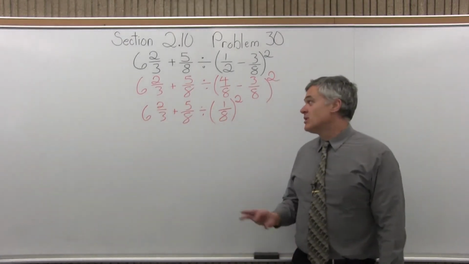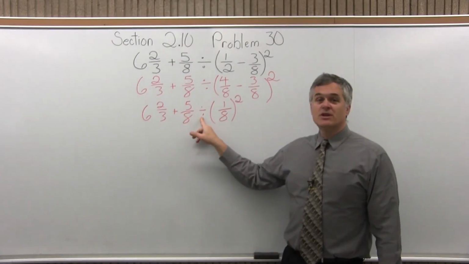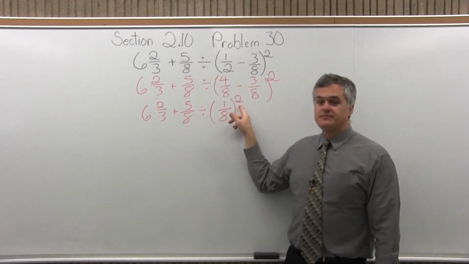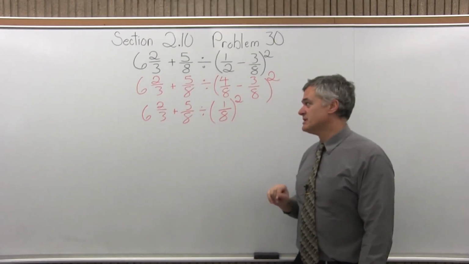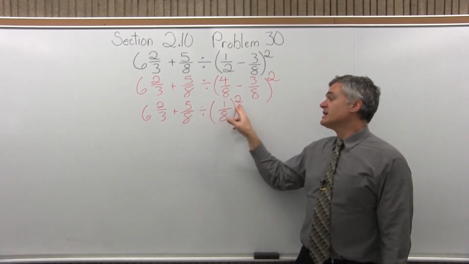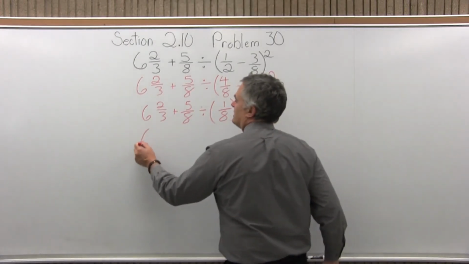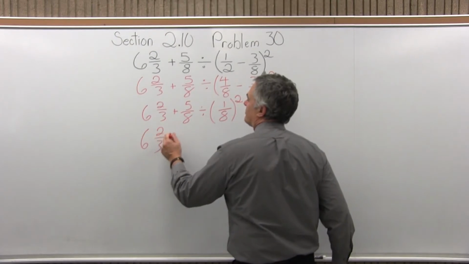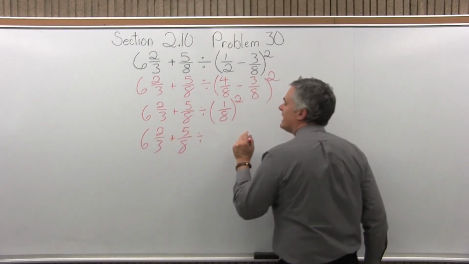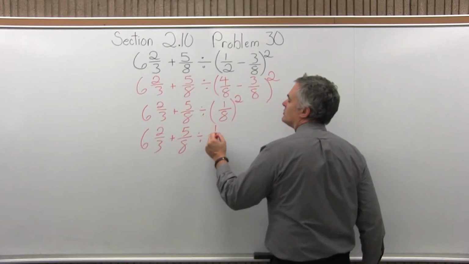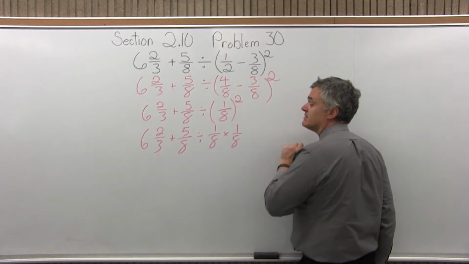Now I have still 3 operations going on. I have an addition, I have a division, and I have an exponent. I still wrote parentheses, but there's no work left to be done in the parentheses. So between addition, division, and exponent, I have to deal with the exponent next. So this will be 6 2/3 for another step, plus 5/8 for another step, divided by, so 1/8 to the second power is 1/8 times 1/8. That's what 1/8 to the second power means.